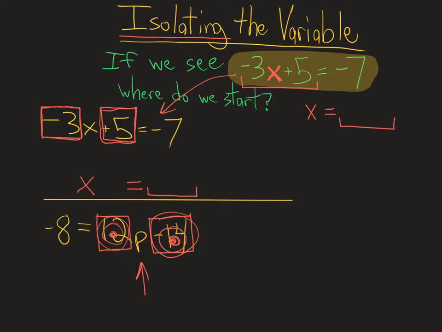Okay. We are going to assassinate or get rid of everything around p so that in a minute we have just p equals and we can see what p's value is. Okay, so that's what we're doing. We're going to target everything around the variable and get rid of those. Let's show you how to do that.